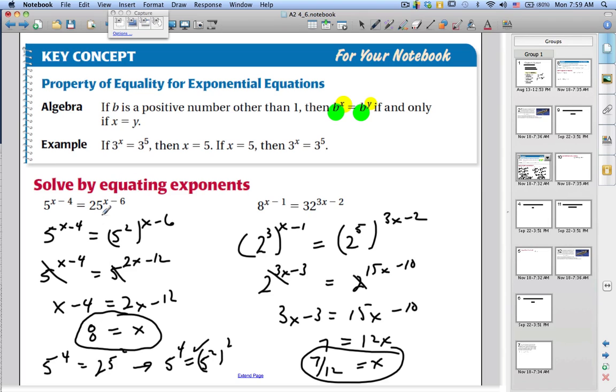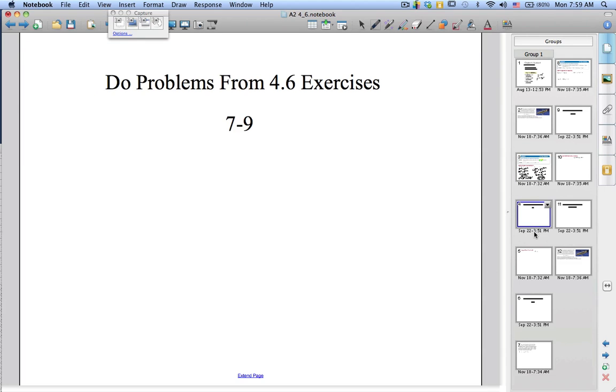Okay? So the key for you is that when you have equations with the variable in an exponent on both sides of an equation, what you're going to have to do is rewrite the bases to be powers of the same number. Once the bases are the same, then you can get rid of them, which is what we did in this step in each case. And then we can solve for our variable. So practice that. Go ahead and do problems 7 through 9, and then come back and we'll work on another method.